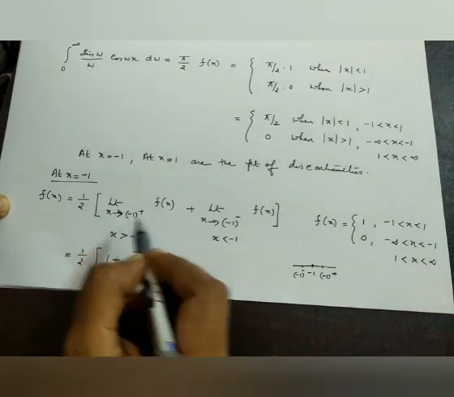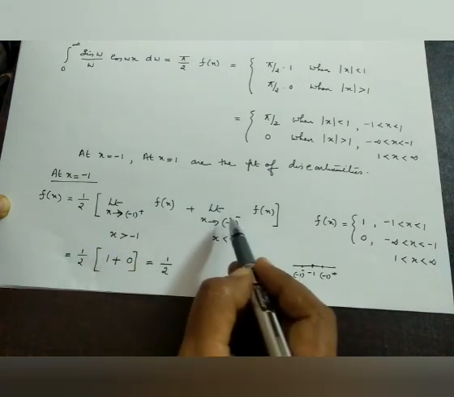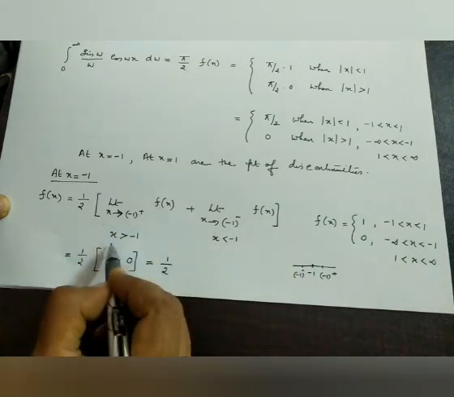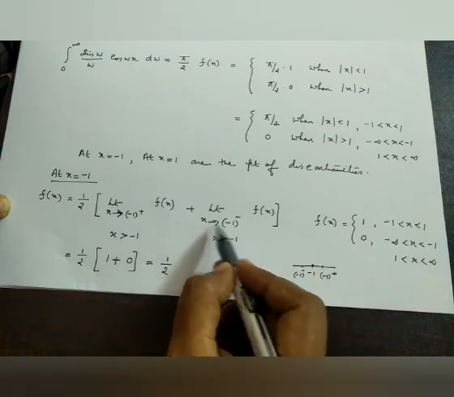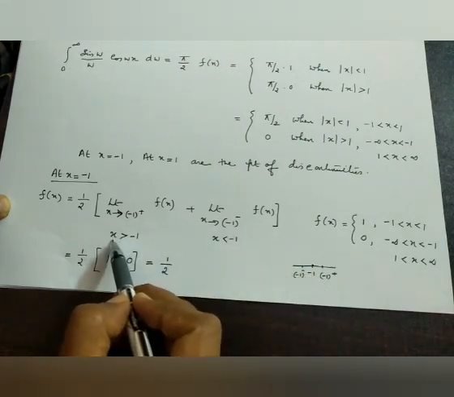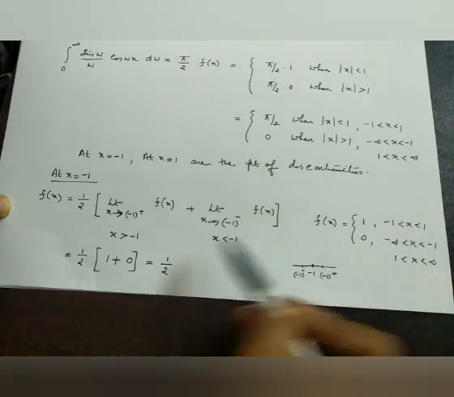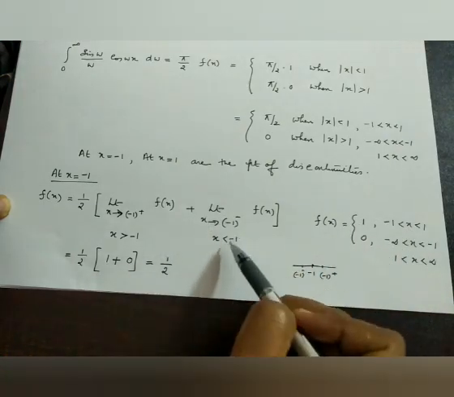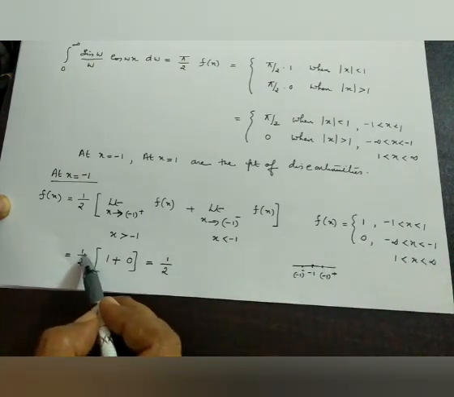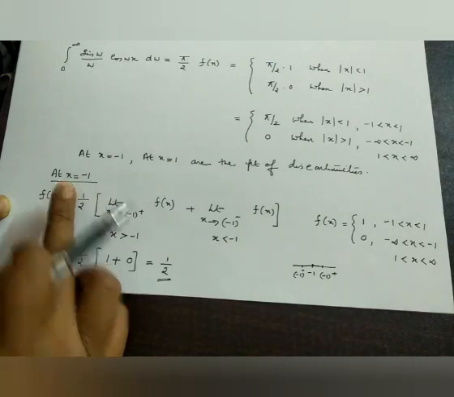That is what I have written here, limit of x tends to minus 1 plus f of x plus limit of x tends to minus 1 minus f of x. That is, x tends to minus 1 plus means x greater than minus 1, and x tends to minus 1 minus means x less than minus 1. Whenever x is greater than minus 1, the value of f of x is 1, and whenever x is less than minus 1, the value is 0. So here I will write 1 by 2 into 1 plus 0, which is equal to 1 by 2 at x equal to minus 1.